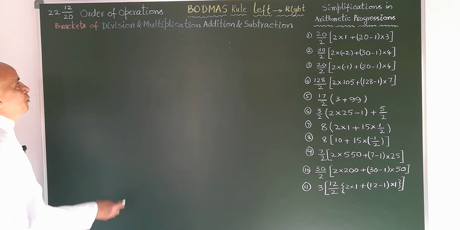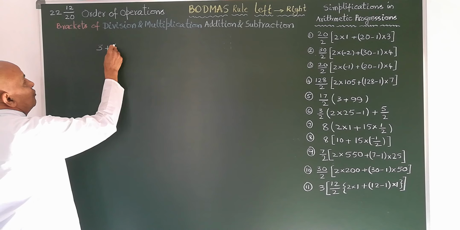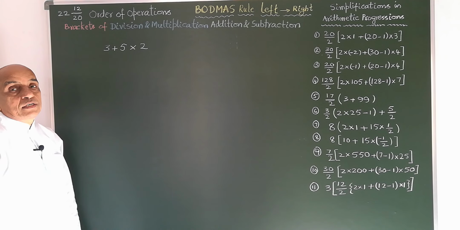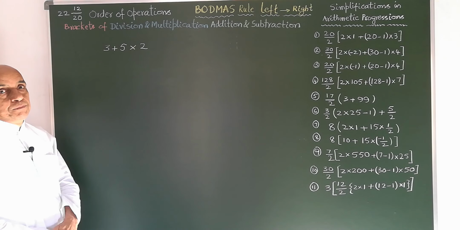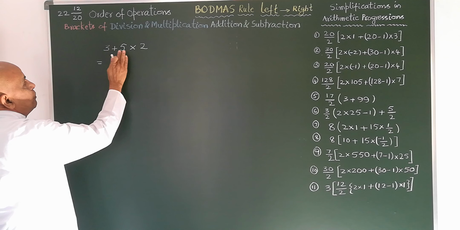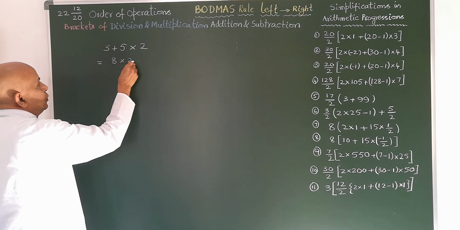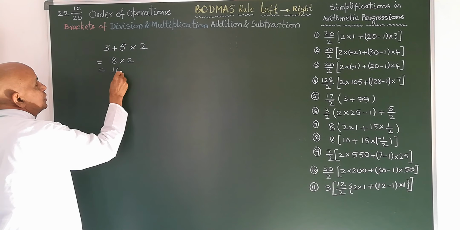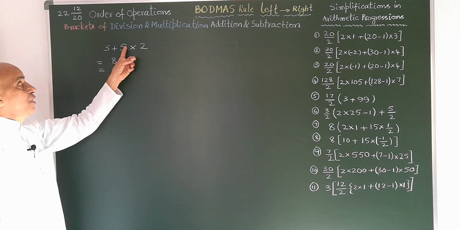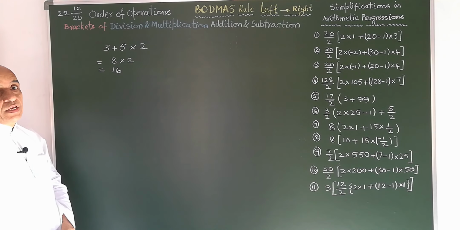Now let us see one problem. Suppose I have 3 plus 5 into 2. Suppose I like additions. I will add these two. Then this becomes 3 plus 5 is 8, into 2, 8 2s are 16. There is nothing wrong in this problem. 3 plus 5 is 8 and 8 into 2 is 16.